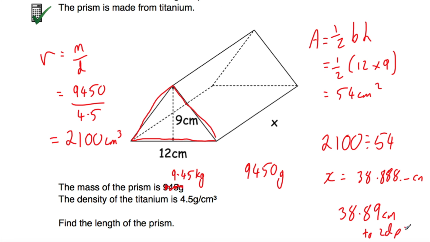And that's it. So just to recap in this question, we changed the mass into grams. We divided it by the density to find the volume, which was 2,100. We then found the cross-sectional area, which was 54. And we divided the volume by the cross-sectional area, and that gave us the length of the prism. And that's it. Okay, let's have a look at our last question.